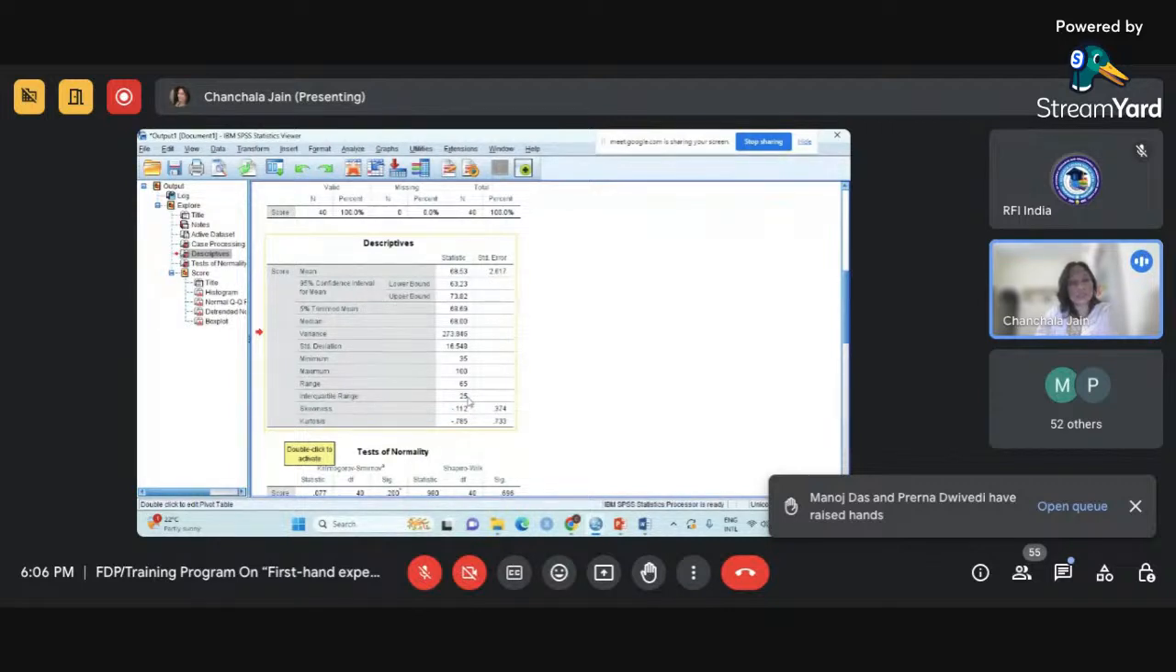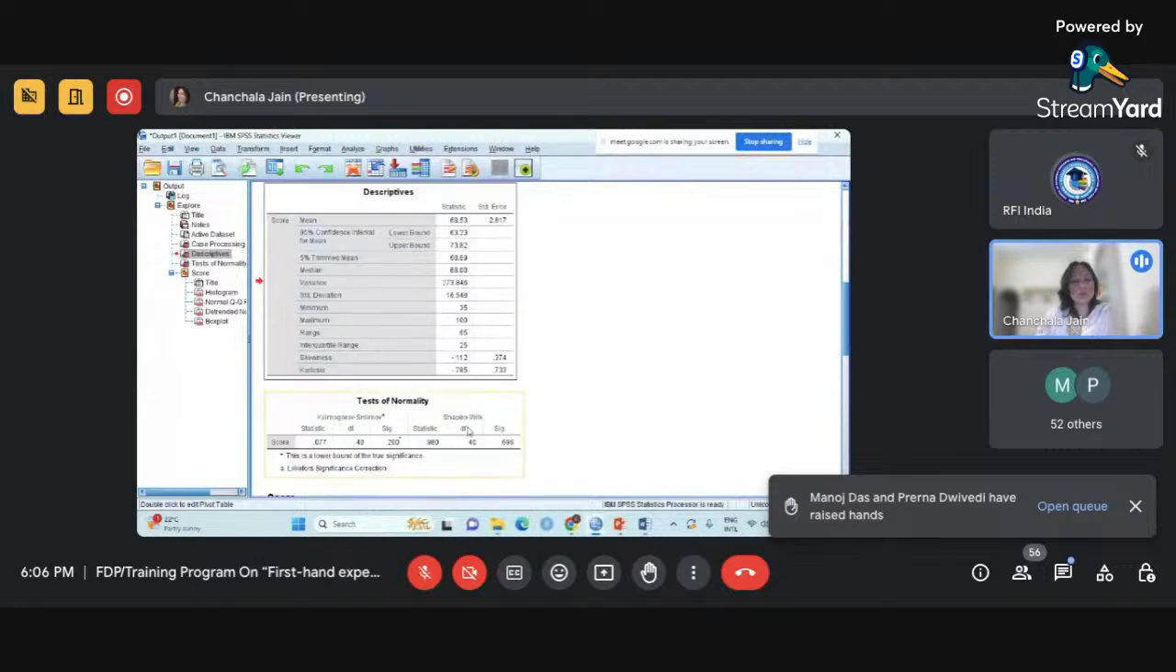Interquartile range is 65. And the skewness and kurtosis figures are minus 0.112 and minus 0.785. Now coming to the next, that is the test of normality. Before talking to this, looking at the mean and median figure, we can say these two figures are very close to each other, 68.53 and 60. Can I say these are close?